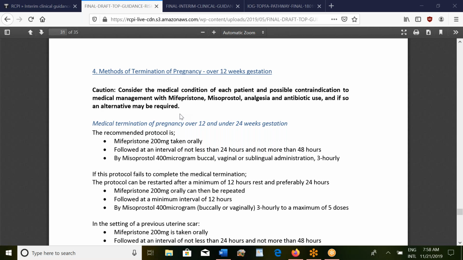And what we can do, we can give them 400 microgram buccal, vaginal, or sublingual administration 3 hourly. If this protocol fails to complete the medical termination, the protocol can be restarted after a minimum of 12-hour rest and preferably 24 hours later. So again, you will repeat mifepristone. Then you will give this 400 micrograms 3 hourly, maximum 5 doses. This is in the second round.